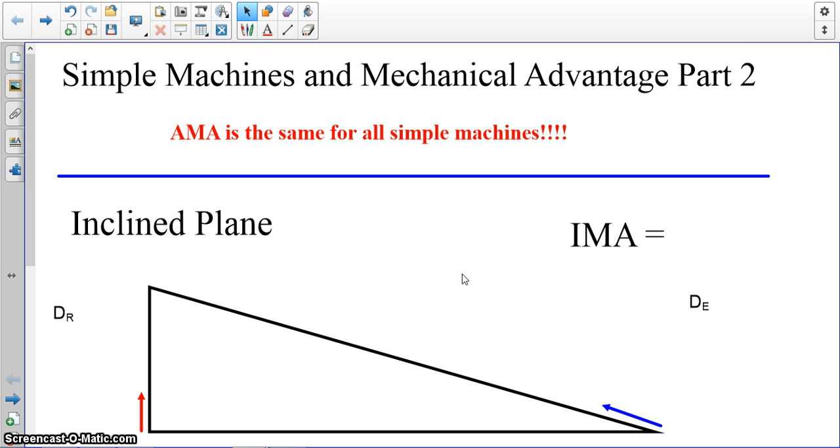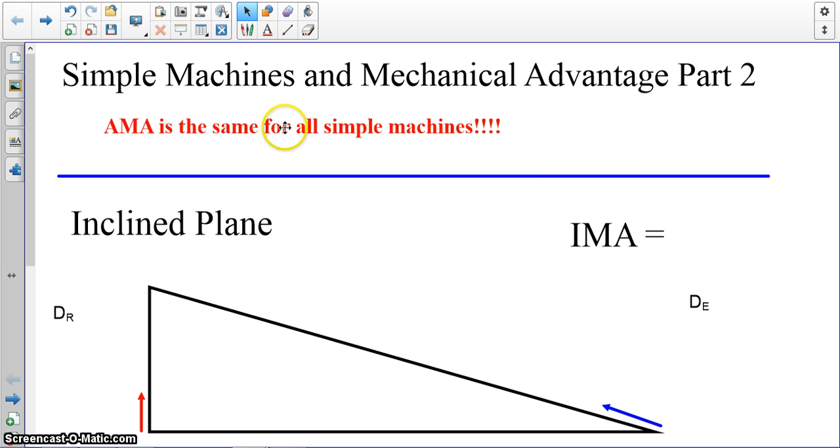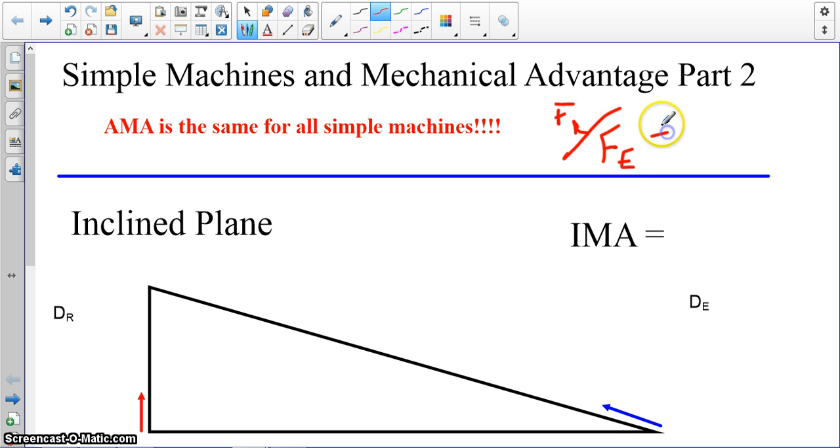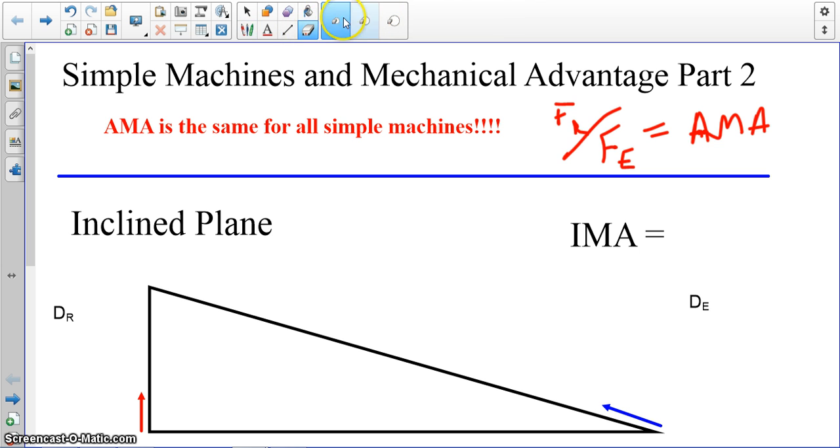Okay, so first thing to note is AMA really is the same thing for all simple machines. So when you find AMA, what you're always doing is you always take the force that you're overcoming, which is FR, over FE. That is always your AMA, regardless of the thing, the simple machine or a compound machine. All right, it's always FR over FE, period.